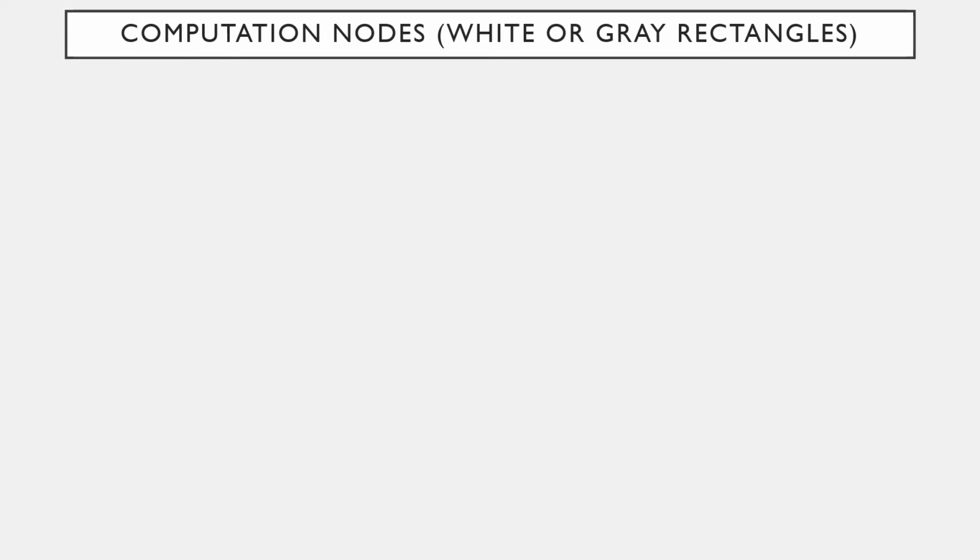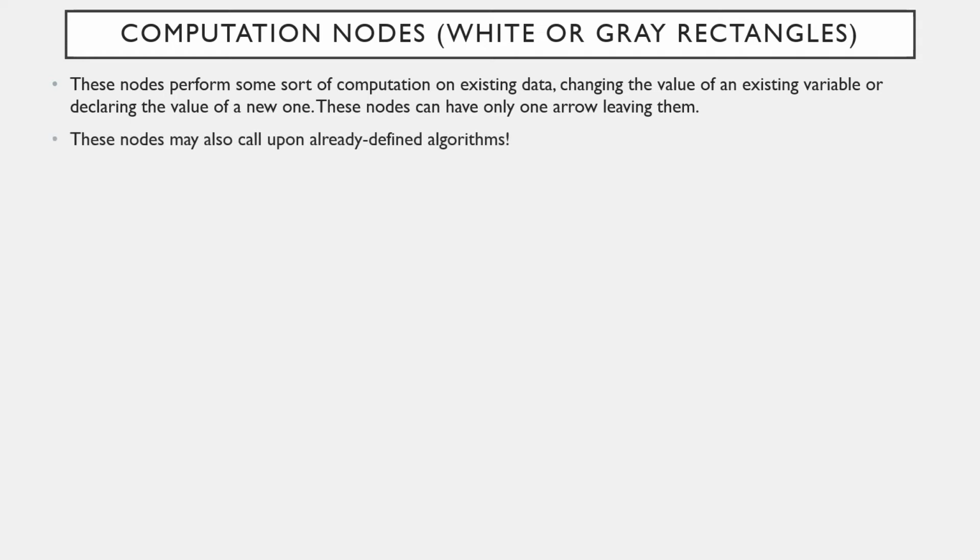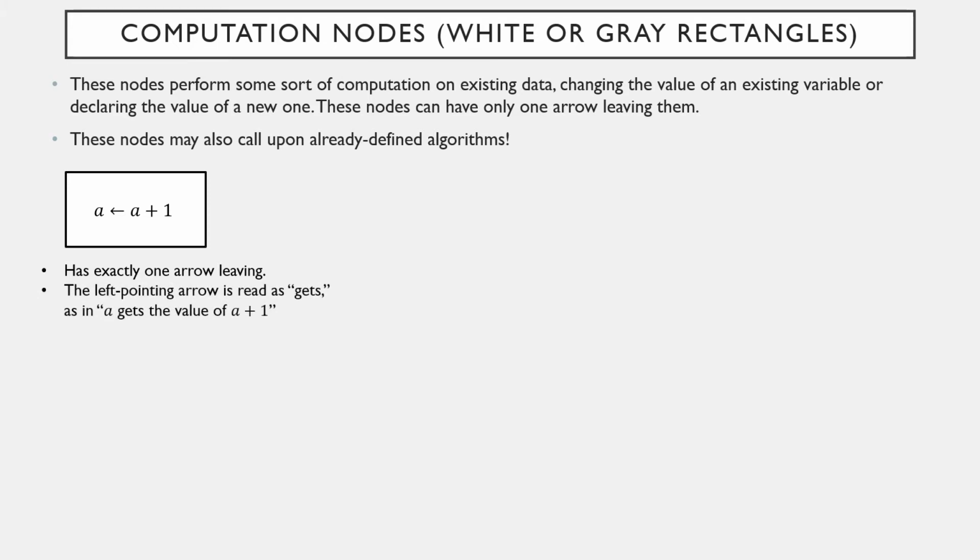What's a computation node? One of these white or gray rectangles. This takes some data that exists already and performs changes on it, or it declares a new variable. Again, we're going to have a single arrow leaving them. They can call upon algorithms that already exist as well. So here, for example, is a computation node. It will now have one arrow leaving it.